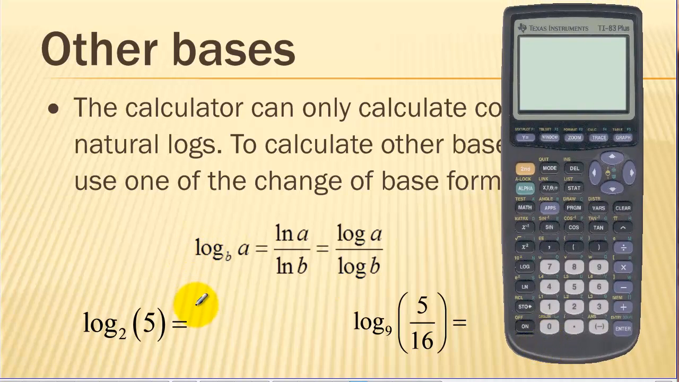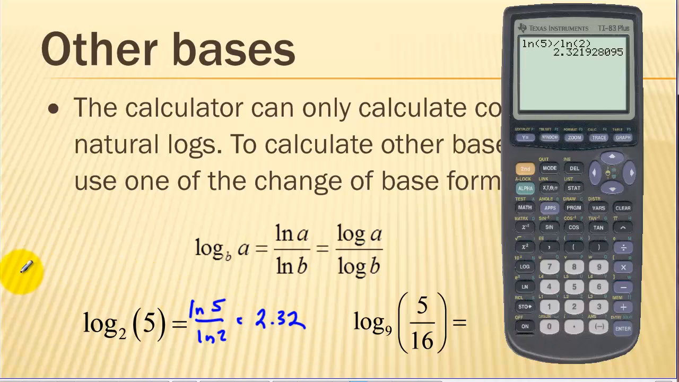So for this, we could calculate the ln, or natural log of 5, divided by the natural log of 2. And using the calculator, so we've got here natural log of 5 divided by natural log of 2, and we get 2.32 if I round it.